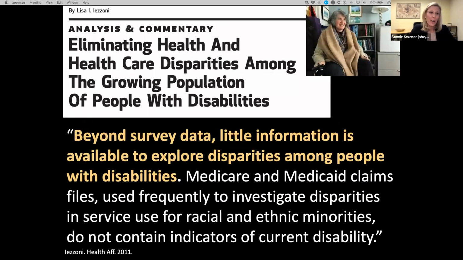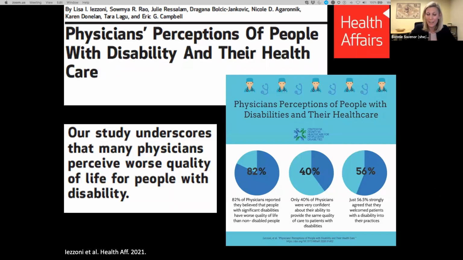A very good friend, colleague, and mentor, and quite honestly, an icon in this space, Lisa Iezzoni, whom I'm picturing here, has done a lot of landmark research in this space. A decade ago, she wrote a really important paper titled Eliminating Health and Healthcare Disparities Among the Growing Population of People with Disabilities. I'm just going to read a quote. She says, beyond survey data, little information is available to explore disparities among people with disabilities. What Lisa talks about in this paper is that part of the reason we haven't addressed some of the disparities for the disability population is that there are critical data limitations for us to identify, track, and address those disparities. I'll go back to this in light of COVID-19, but the short story is we haven't changed much.